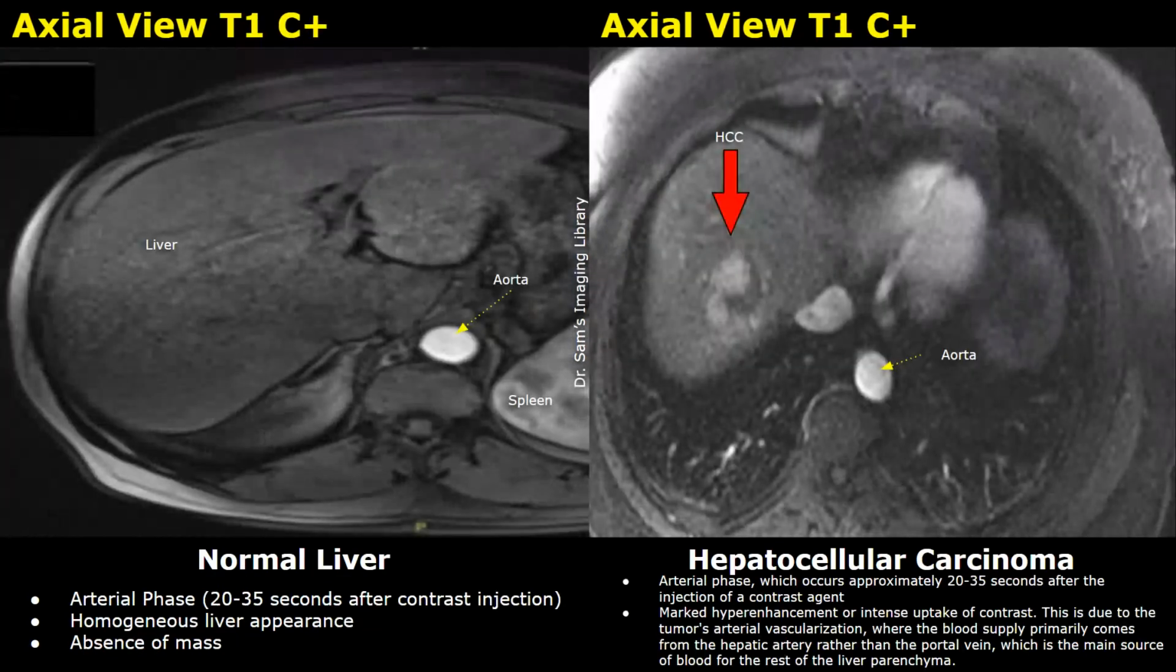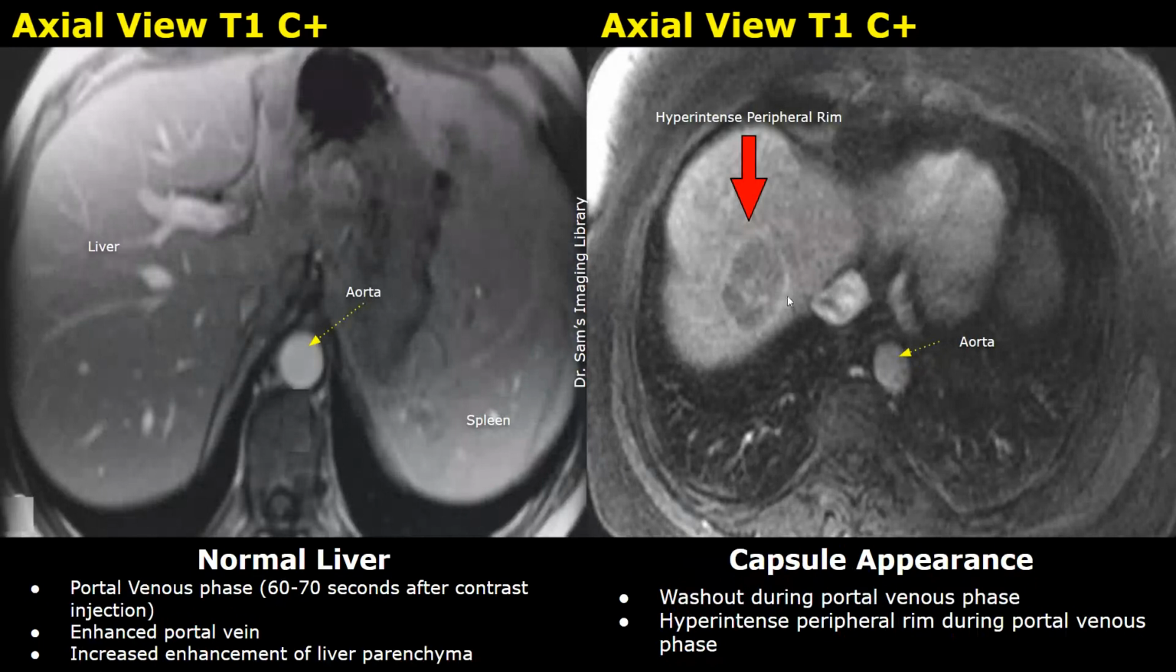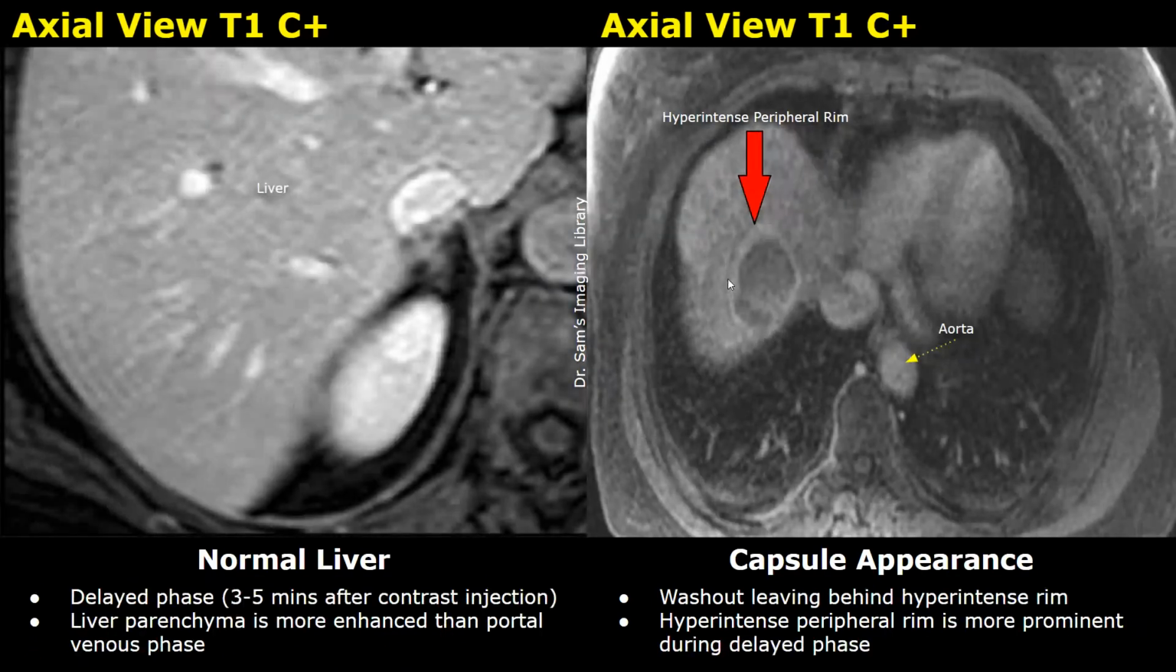This is another case of hepatocellular carcinoma. It is a T1 contrast-enhanced image. The mass is showing hyperenhancement during the arterial phase. The mass shows washout during portal venous phase. It also has a hyperintense peripheral rim, which is termed the capsule appearance. The capsule appearance is seen more clearly during the delayed phase, which is 3 to 5 minutes after contrast injection.